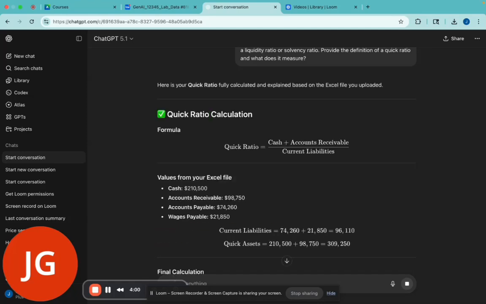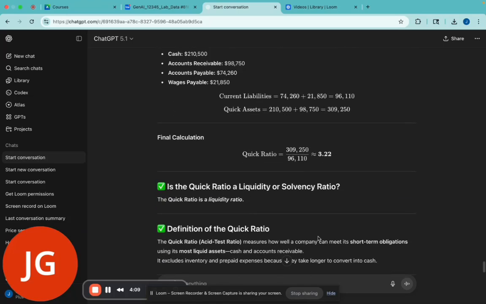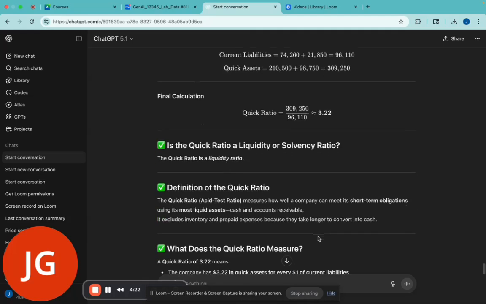Awesome. With this prompt, we're able to get the formula as well as exactly what components are calculated within the formula, the numbers that go into this formula, and we get the correct answer of 3.22. We're also able to see that the quick ratio is a liquidity ratio. And we get the definition: the quick ratio measures how well a company can meet its short-term obligations using its most liquid assets, cash and accounts receivable.